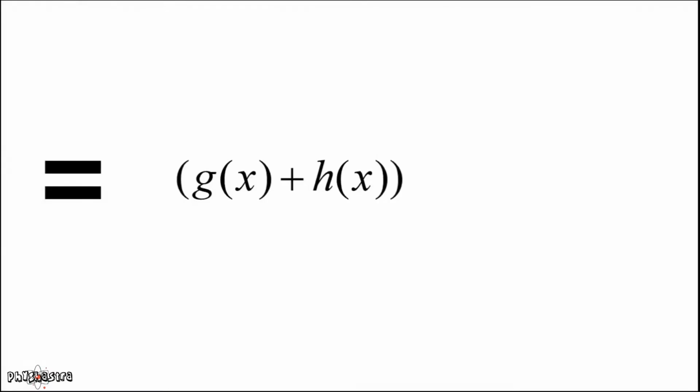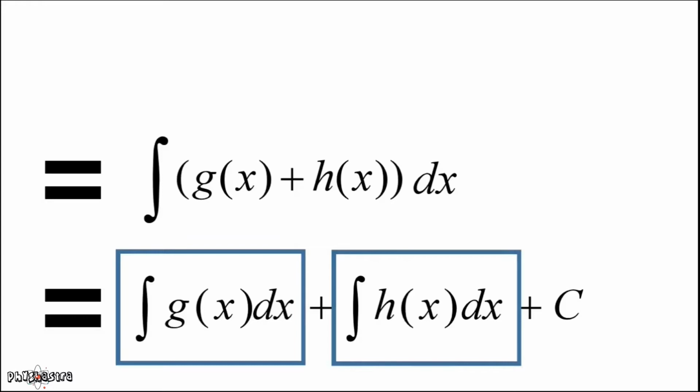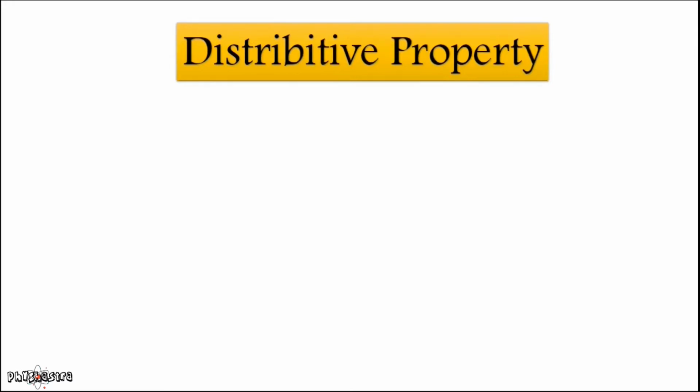There are two functions. Let us consider g of x and h of x. When we apply integral on them, we can just do what we did in the derivative addition rule. Integration will be applied individually to every function. So here we apply integration separately on functions g of x and h of x. And it doesn't matter if we have three functions, the integration will still be applied separately on those functions, as long as they are in sum form. This property is called the distributive property.